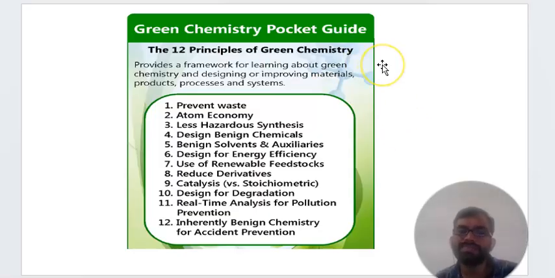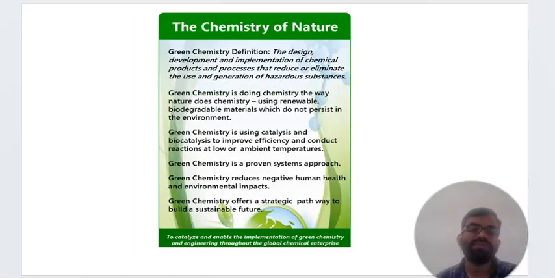So this is the 12 principles of green chemistry. The first is prevent waste, second is atom economy, and third is less hazardous synthesis. Fourth is designing safer chemicals, fifth is safer solvents and auxiliaries, and sixth is design for energy efficiency. Seventh is use of renewable feedstock, eighth is reduce derivatives, and ninth is catalysts rather than stoichiometric reagents. Tenth is design for degradation, then real-time analysis for pollution prevention, and the last one is inherently safer chemistry for accident prevention. So these are the 12 principles of green chemistry.